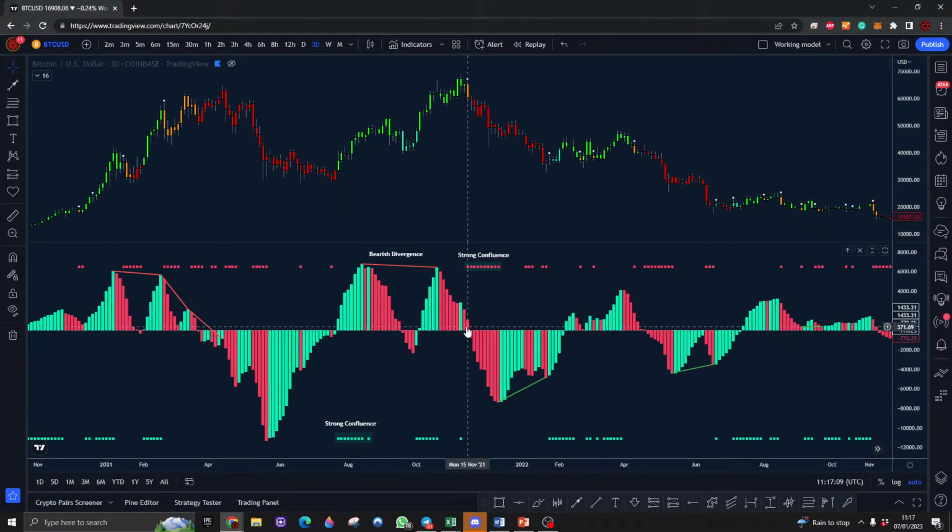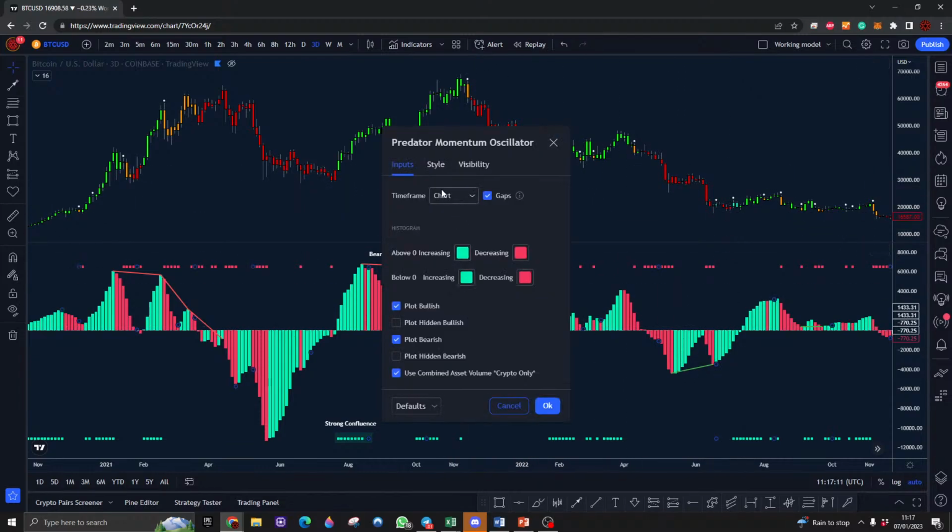The first thing that I wanted to mention is that there are some settings that we should look through here. So we have bullish and bearish divergences within the indicator which plot manually, so you can choose to add those. I don't tend to have the hidden bullish and bearish on there. I don't find the signal as useful, but they do work as you would find with a normal divergence indicator.